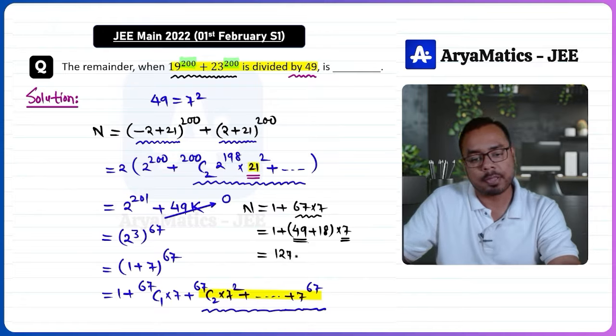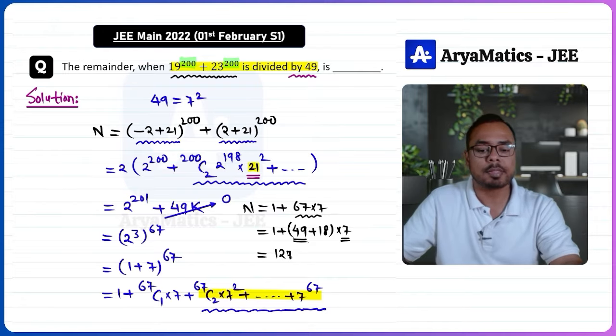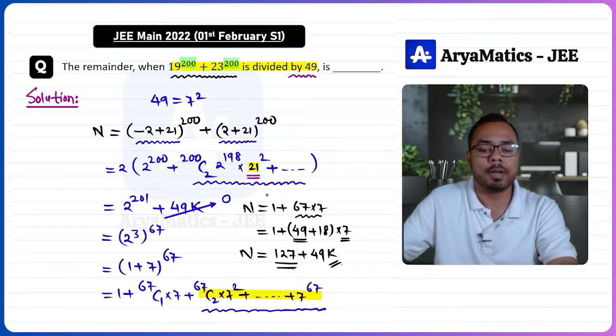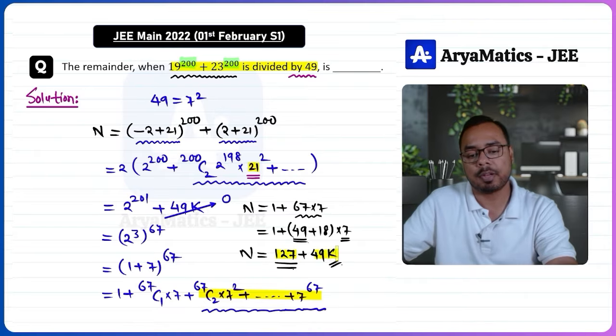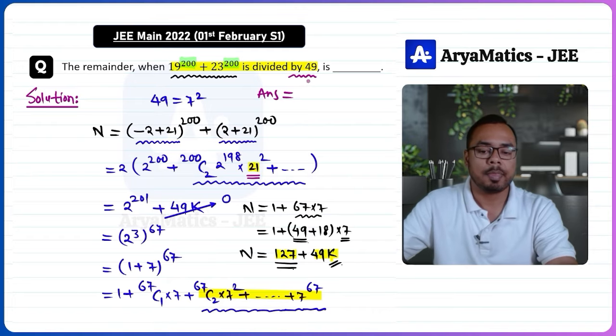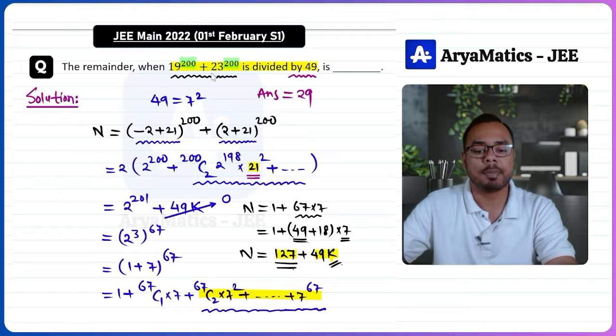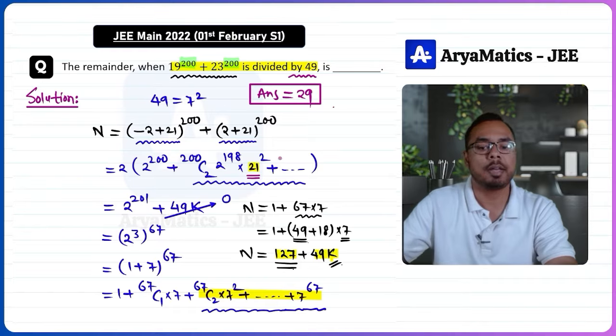So basically this number is 127 plus some multiple of 49. Ultimately the number is of this form. And now just find the remainder when we are dividing that number by 49. So clearly you can see that if you divide 127 by 49, you will get 2 and another 29. So if you divide 127 by 49, the remainder will be 29. So that is the correct answer for this problem, right?